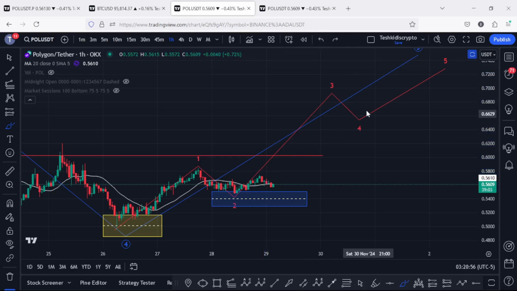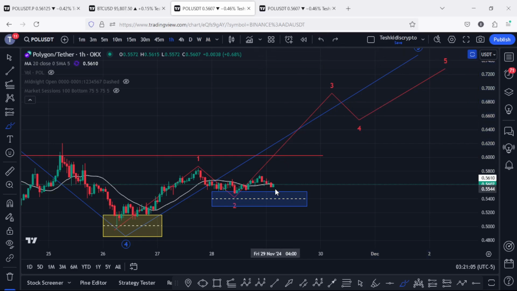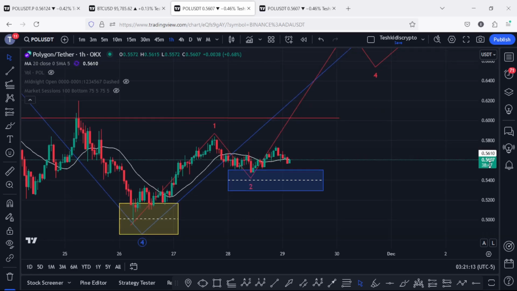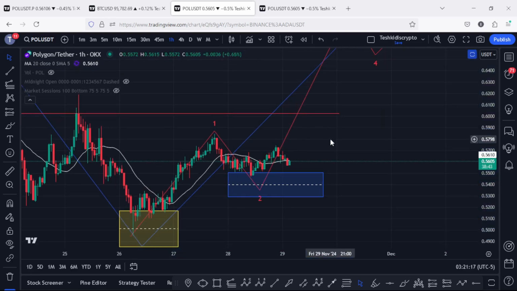Then from that point, we can expect a pullback in a wave 4, and then continue pushing even higher in a Deriv count 5. We also need to have in mind that we can also get rejected and continue seeing further pullbacks in the next coming hours, and that will be suggesting that we still don't have a low in place for the second wave, and whatever is playing out over here is an ABC corrective structure, where we can term these as a wave A.